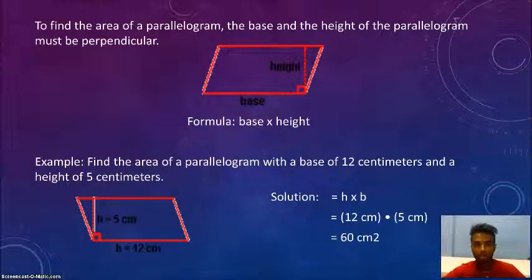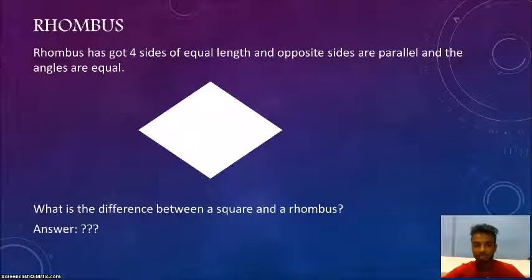To find the area of a parallelogram, the base and the height of the parallelogram must be perpendicular. The formula is base times height. Example: find the area of a parallelogram with a base of 12 cm and a height of 5 cm. If you multiply the height by the base, you get 60 cm square. Rhombus has got 4 sides of equal length and opposite sides are parallel, and the angles are equal.